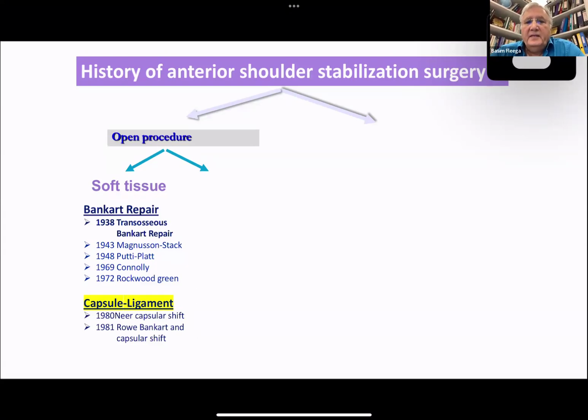Then in 1978, Neer published this paper on the necessity of reconstruction of the capsule, and he presented the inferior capsular shift operation, added, of course, to the Bankart repair. The same thing, Carter-Rowe in 81 has also published his paper on Bankart repair plus medial shift of the capsule.